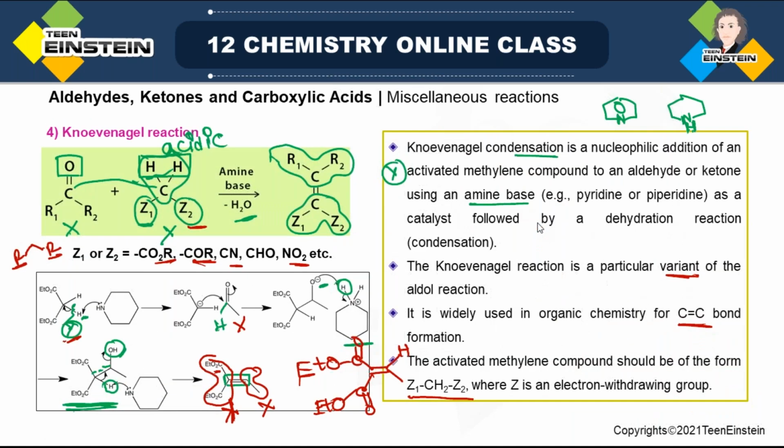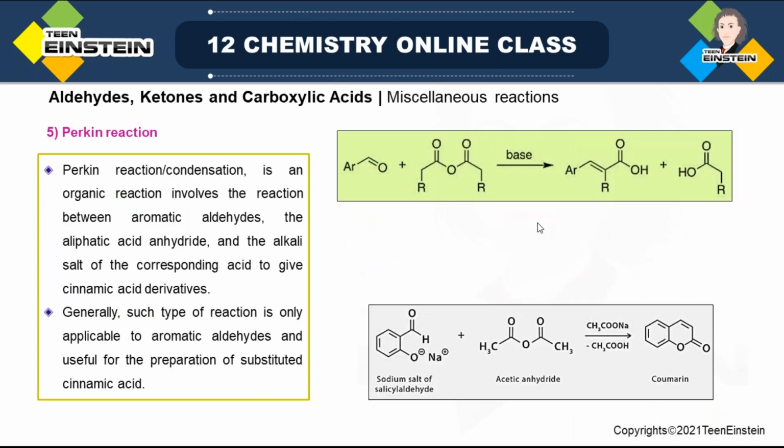So this is number 4, Knoevenagel. Next is number 5, Perkin. Now in Perkin, this reaction is only for aromatic aldehydes. So one reaction partner is an aromatic aldehyde. Suppose this is reaction partner number 1. The second reaction partner is an anhydride.